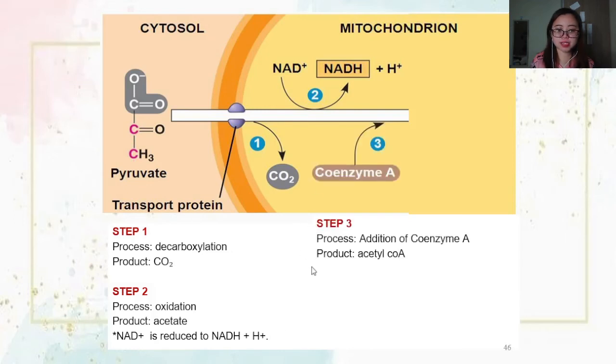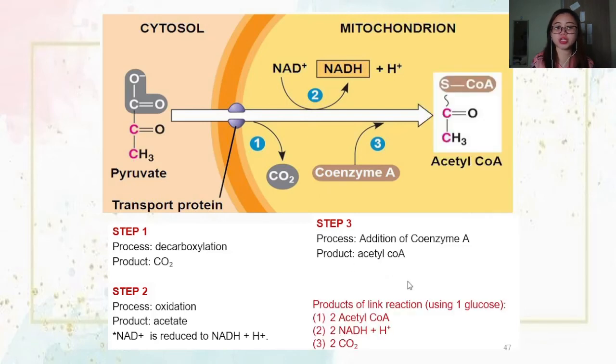And then the third step is the addition of coenzyme A. So kita akan masukkan coenzyme A ke dalam molekul ini dan kita akan dapat acetyl-CoA, which is the final product of link reaction. So it's quite a short and simple process, and we started with a pyruvate, we end with acetyl-CoA, but not just acetyl-CoA, we also produced 2 molecules of NADH plus H+, and 2 molecules of carbon dioxide.